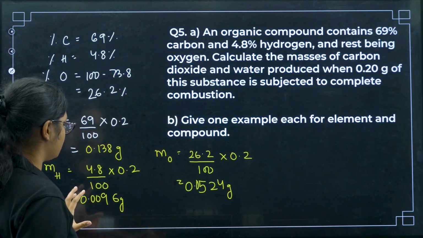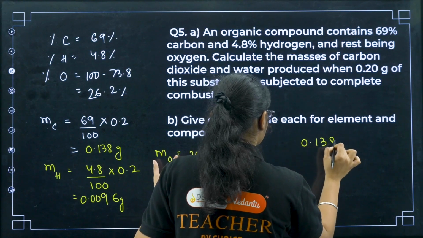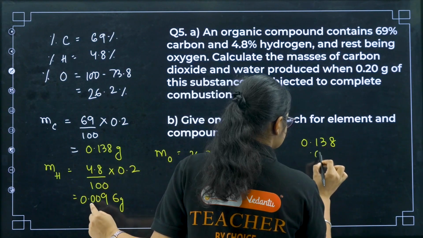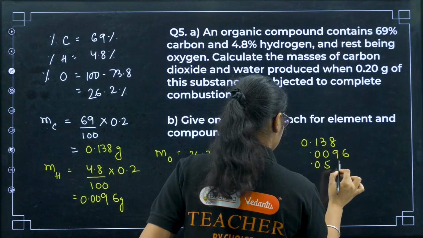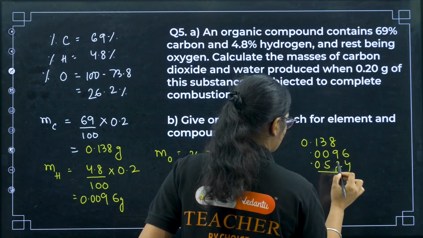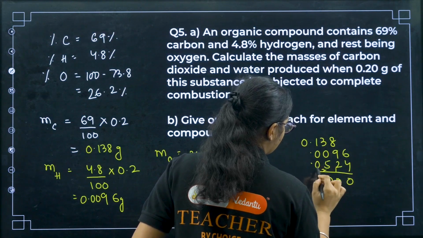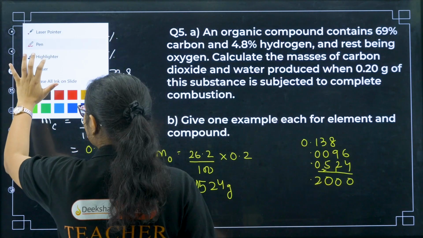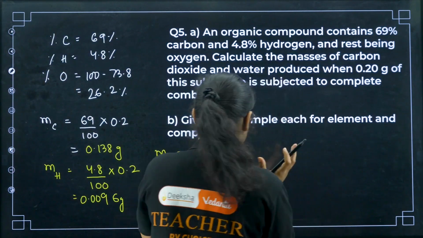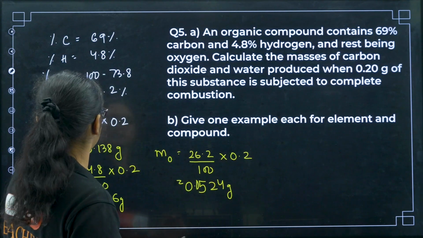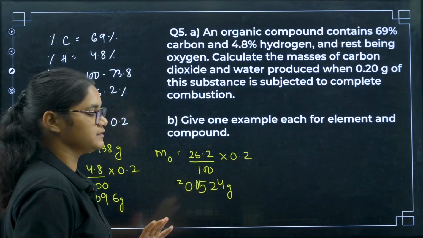If I just add them all, I should get 0.2 grams, right? So let us check: 0.138, then 0.0096, and then 0.0524. 6 plus 4 is 10, 9 plus 1 is 10, 18, 19, 20, 5, 6, 7, 3, 10. So I am getting 0.2 mass, right? So I have got the correct calculation here. This is what I got in that particular organic compound: how much carbon is present, how much hydrogen is present, and how much oxygen is present.